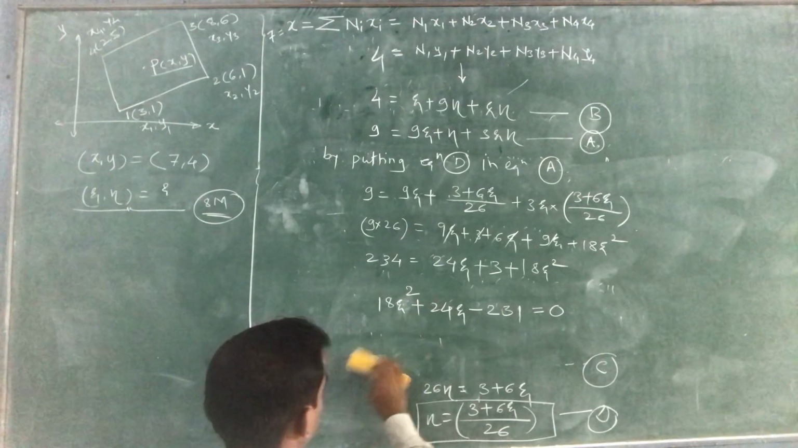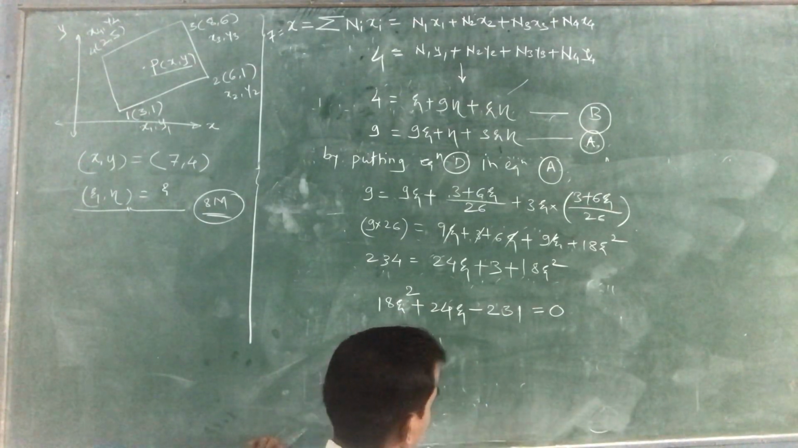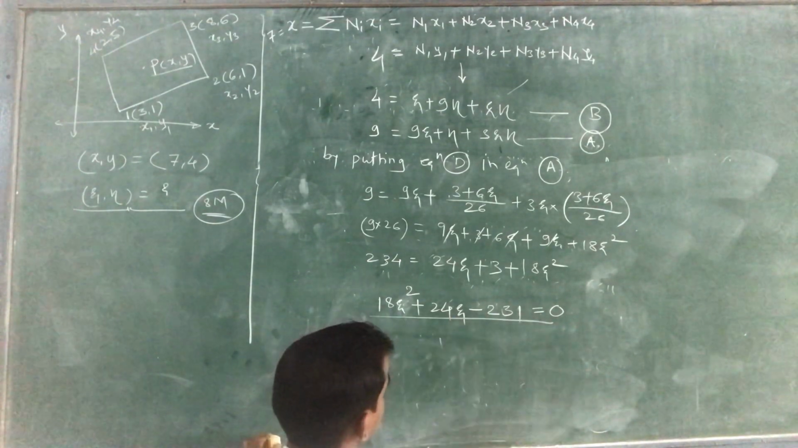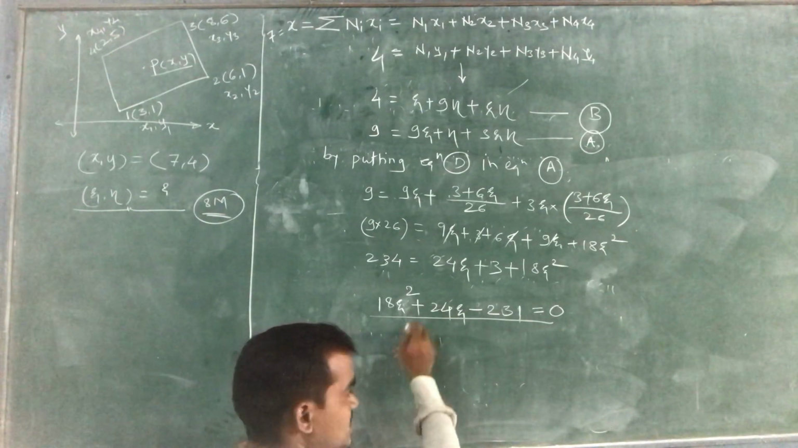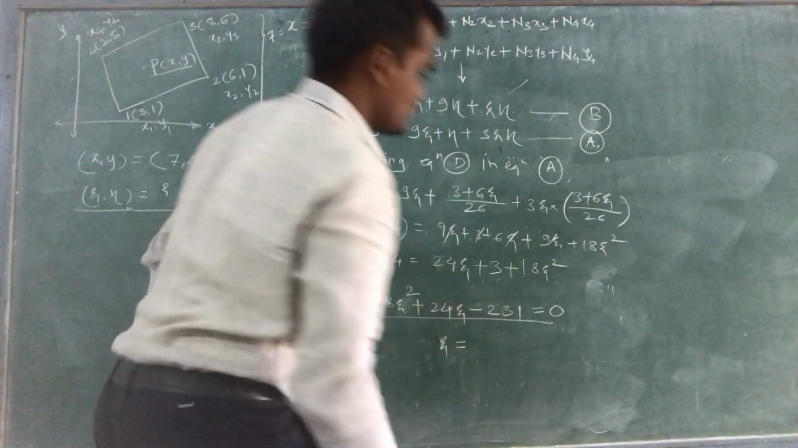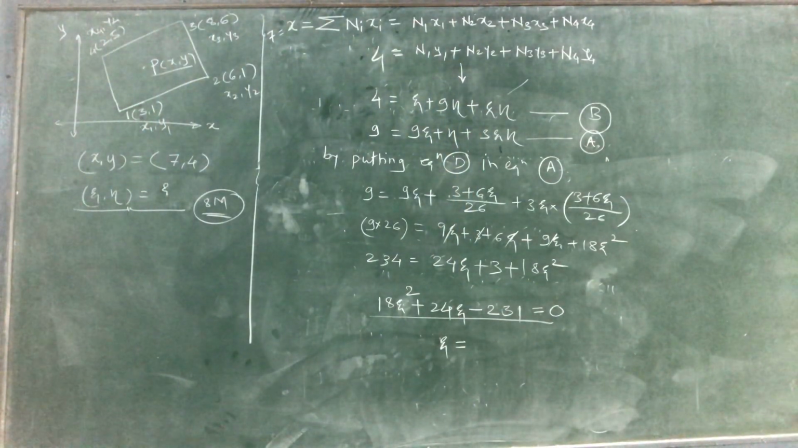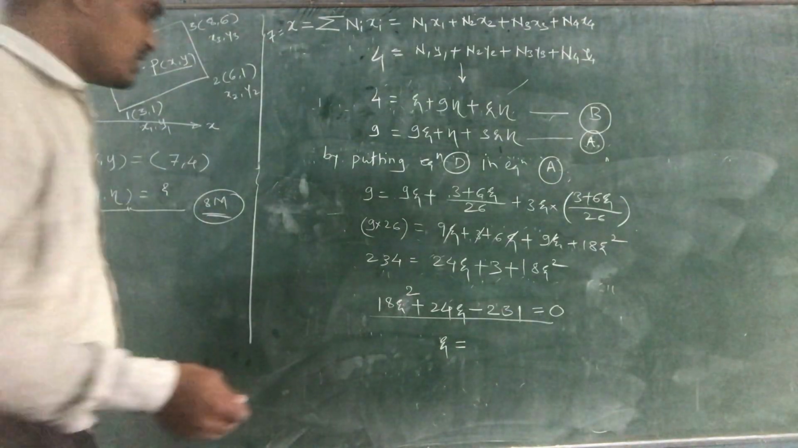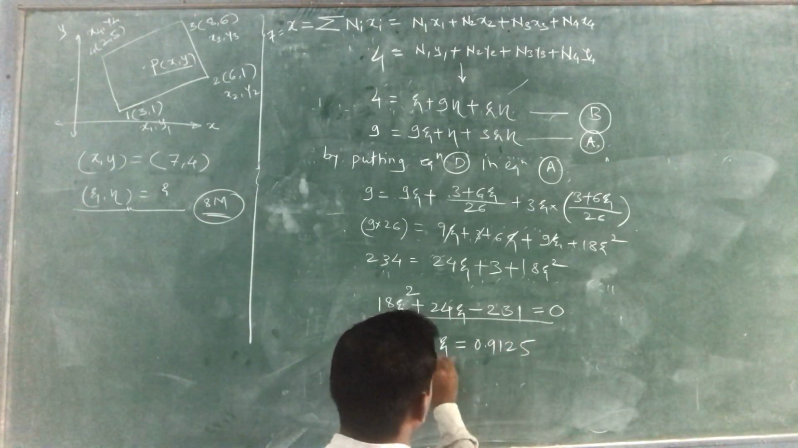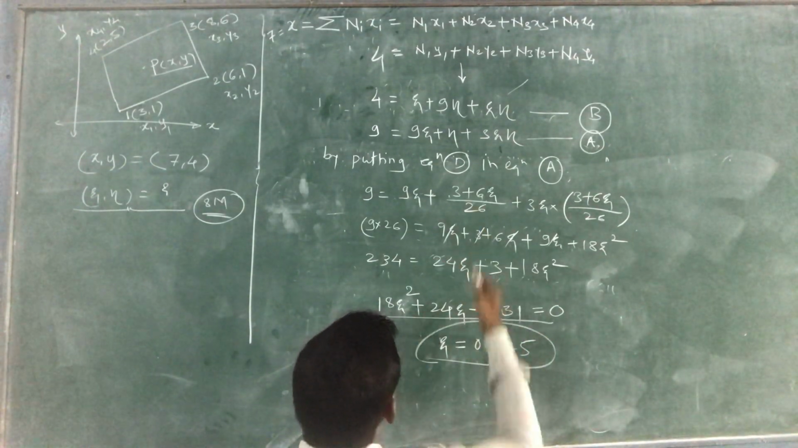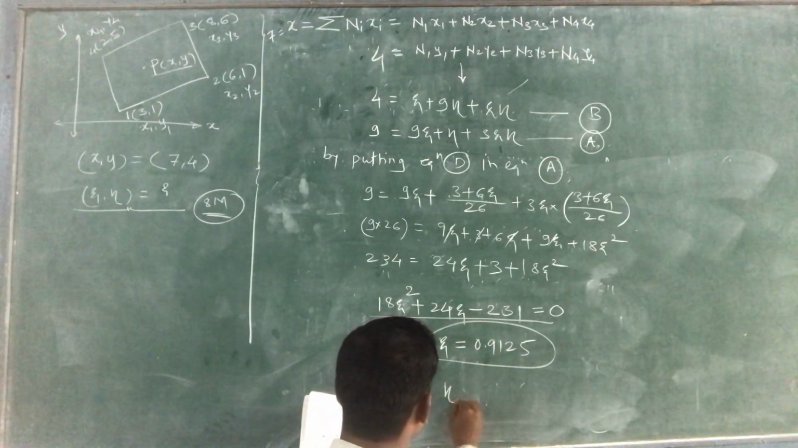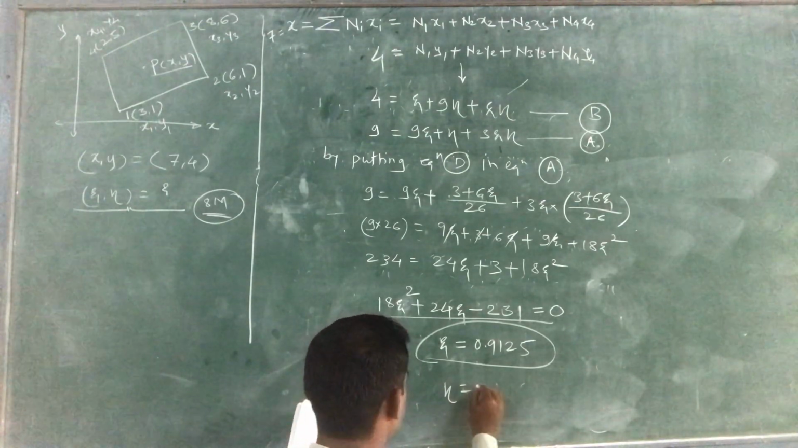Okay. So in this way you will get a quadratic equation in terms of zeta. By solving this quadratic equation you will get the zeta value. So finally you will get zeta is equal to 0.9125. And by putting this zeta into one of these two equations, you will get eta as 0.210.